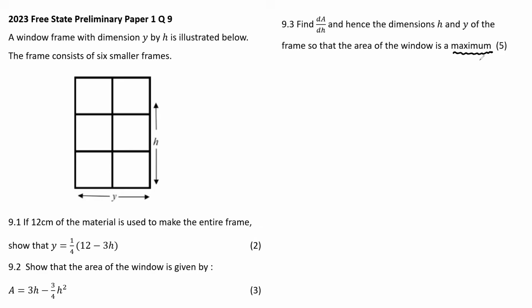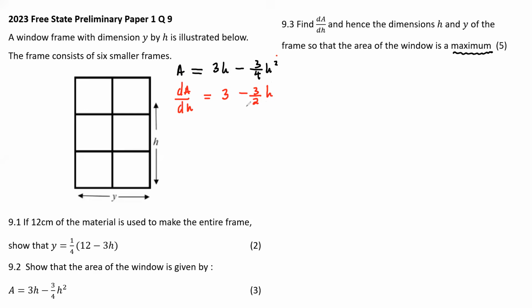Once I hear the word maximum, I know what it means. They want us to find dA over dH. Let me work on it a bit. The previous question showed me that A is 3h minus 3 over 4h squared. So if I'm looking for dA over dH, that's me deriving. When I derive this, 3h is 3. When I derive this, its power multiplies coefficient. So that's like 2 times 3 over 4, which is negative 3 over 2, power minus 1, h.